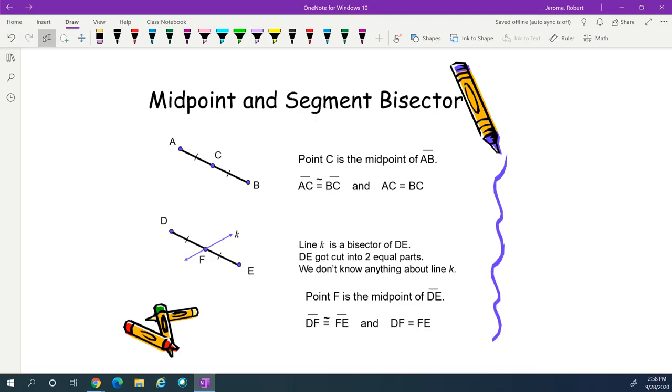So DE got cut into two equal parts. Remember, bisect means two equal, congruent, smaller parts. If we started with a segment, we have smaller segments. If we started with an angle, we have smaller angles. So here, if we're told line K is a bisector, then that means it goes through the middle or the midpoint. So that means F is the midpoint of DE. And of course, we have two smaller congruent segments that are equal in measurement. So the concepts that we're seeing in these pictures are really important. Knowing what got bisected.